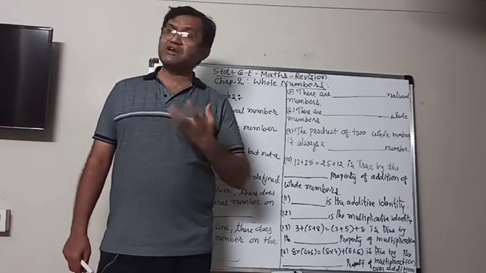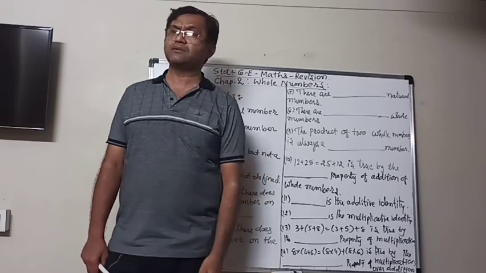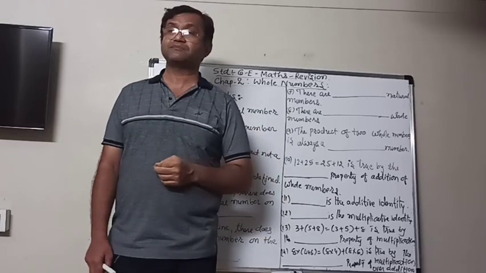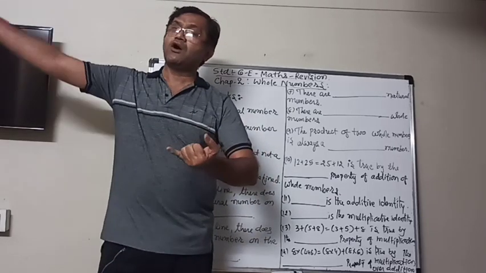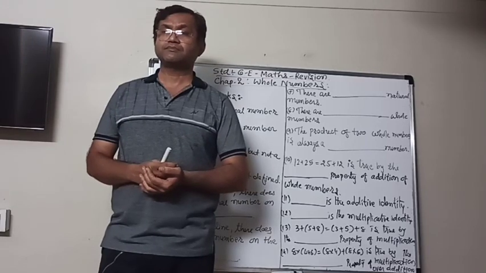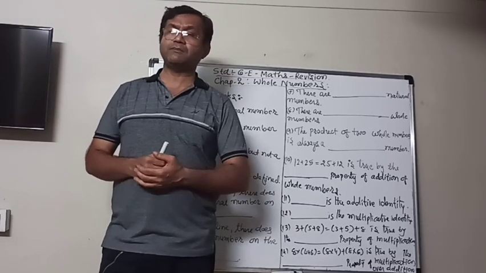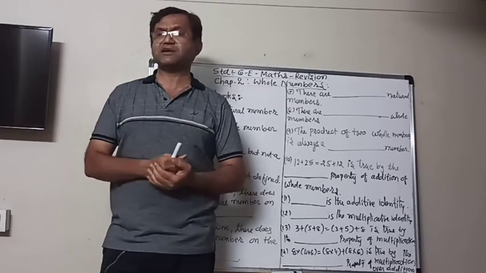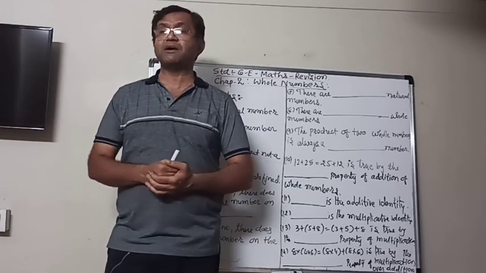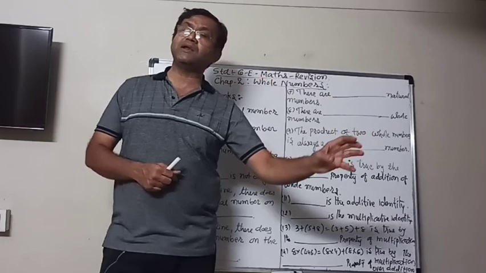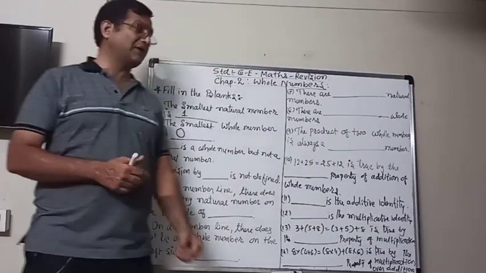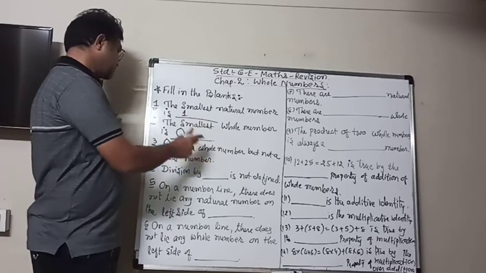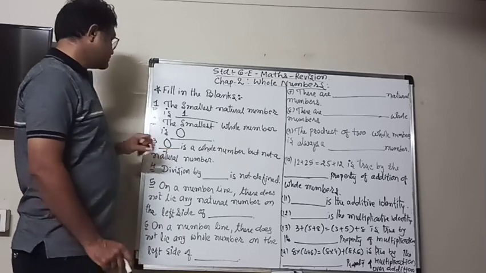Now among these, which number is a whole number but not a natural number? We know that 1, 2, 3, 4 are all natural numbers. But 0 is a whole number. 1, 2, 3, 4 are also whole numbers because they are in the collection. But 0 is the only number which is a whole number but not a natural number. So here the answer is 0.